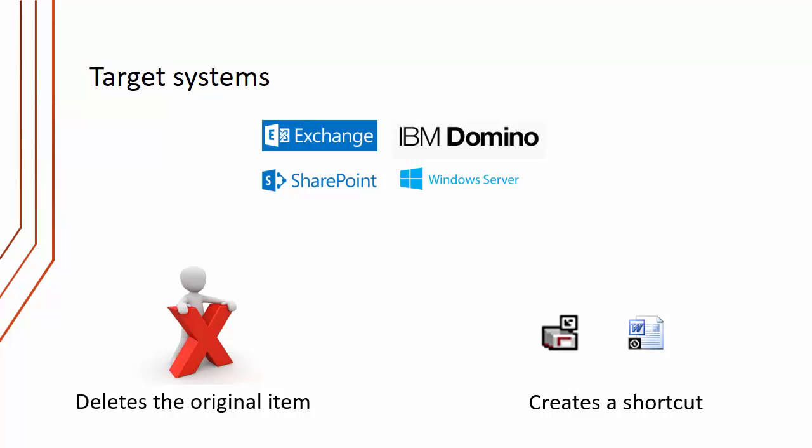Now, the reason for creating a shortcut is to give the user seamless access to the archived item even after it's been archived. So although the icon will change, depending on email or file systems, when they double click that, the actual user experience will be the same.